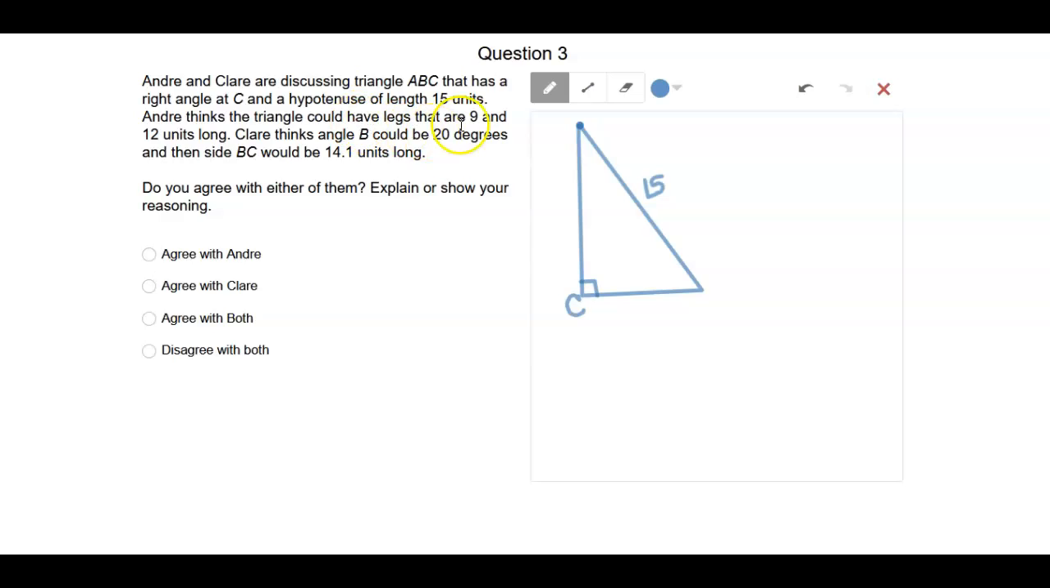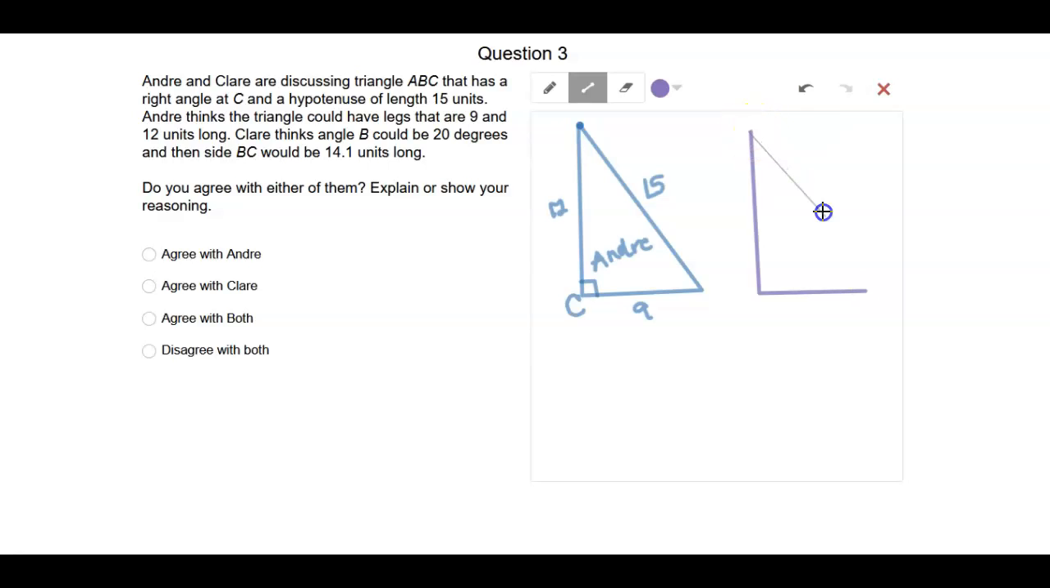So Andre thinks the triangle could have legs that are 9 and 12 units long. 9 and 12. Okay, so this is Andre. Okay, and I'm going to draw another one for Claire. We're going to make Claire's purple. Claire's is going to be this one right here.